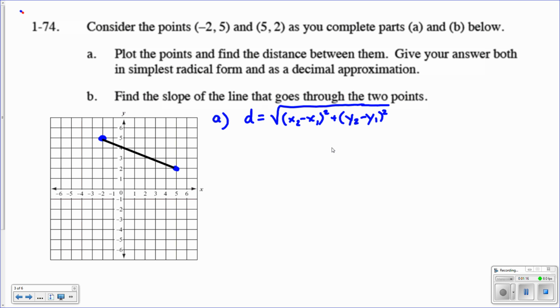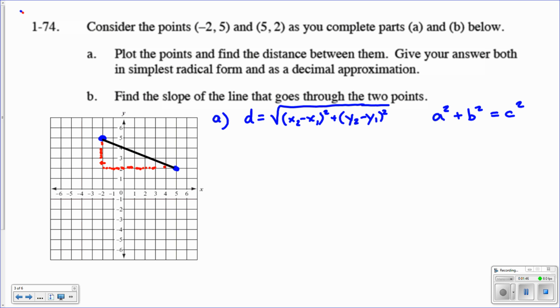Now, this is pretty much the same thing as using the Pythagorean theorem. And remember, the Pythagorean theorem is a squared plus b squared equals c squared when you have a right triangle. Remember, c squared is always your hypotenuse. That's the method I'm going to use here because I think it's a little bit faster and easier. Think about it: we have a right triangle here. I'm just sketching it in with our points so you can see it.